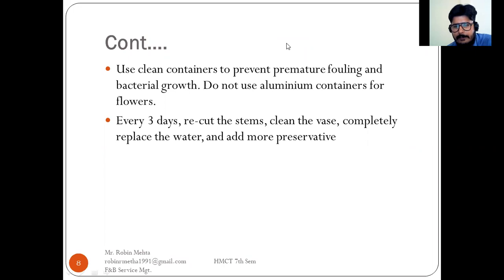If you are only using water and putting fresh flowers into them, you can clean the vase after every 3 days. Completely replace the water. Do not use the same water, and try to use lukewarm water, and add more preservatives, whatever preservatives you are using, like I already told you, salt, charcoal, to avoid bacterial growth and fungal growth on the flowers. Clear?